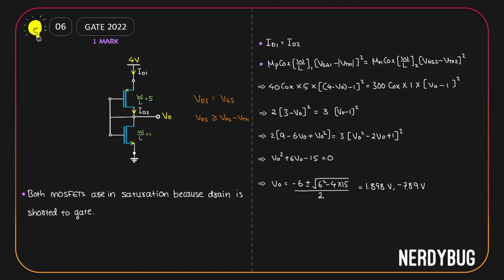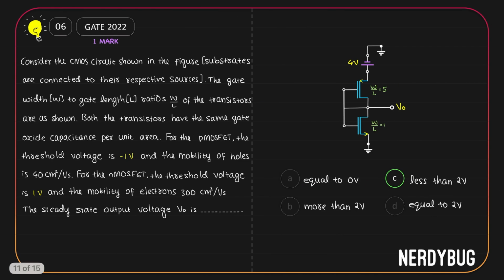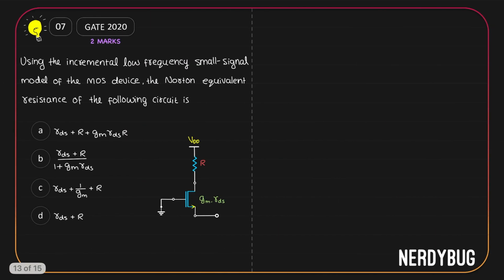Which one can be the correct answer? From the circuit we can see that the maximum voltage we give is 4 volt. The minimum voltage there is 0 volt. So the output has to be between 4 and 0. So minus 7.89 is not possible. The correct answer is 1.898 volt. It is less than 2 volt, so option C is the correct answer. Let us see the next problem.